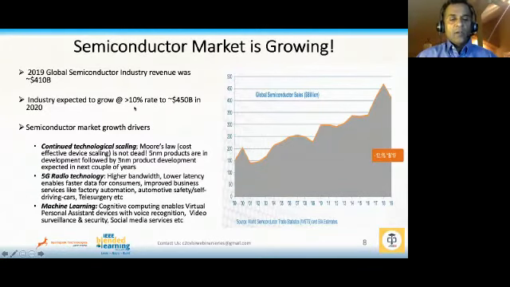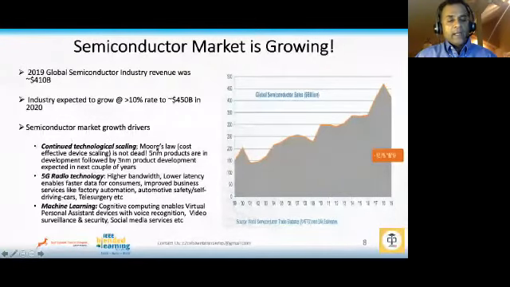And we all know we are in this COVID-19 pandemic situation. Even in this climate, the semiconductor industry is really growing. That means there is opportunity for all of you. Now, what is driving the growth in the semiconductor market? A lot of things. I'll just highlight a few of them.